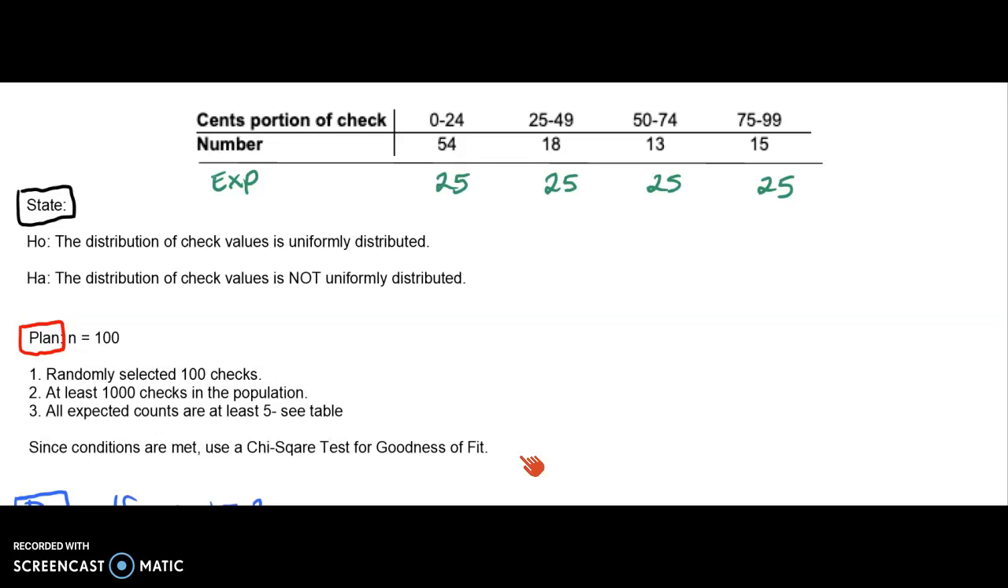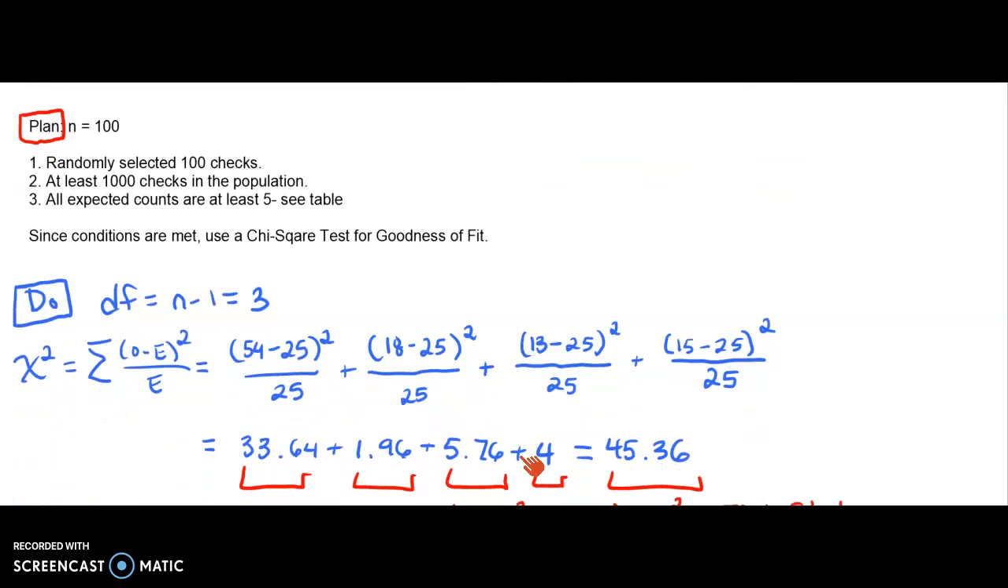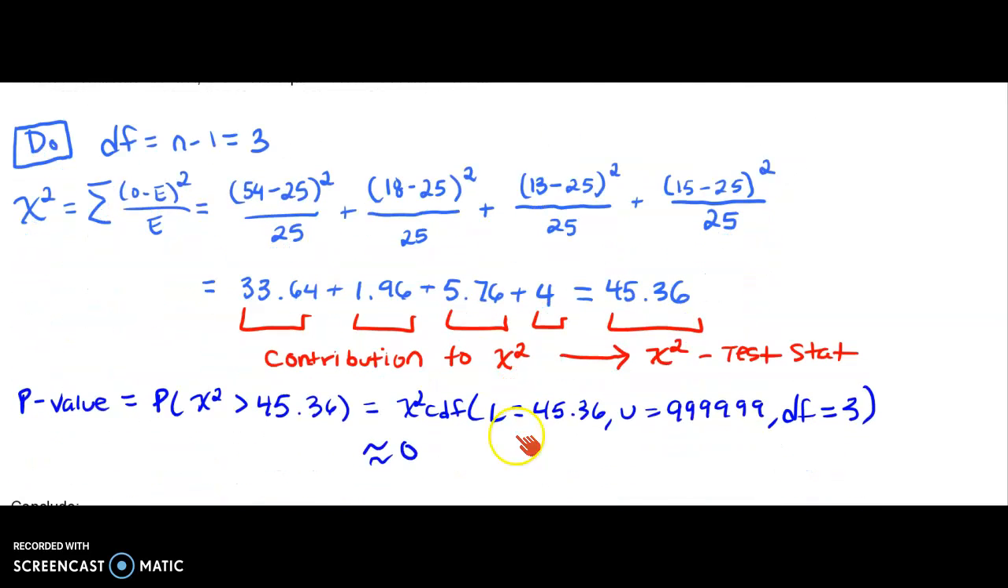I'm just looking at a distribution. I'm looking at how well this observed data fits what's expected. All right, to calculate now in my do step, we've got a little bit of new vocabulary here. So I had 4 categories, so 4 minus 1 gives me 3. So I'm going to have 3 degrees of freedom here.